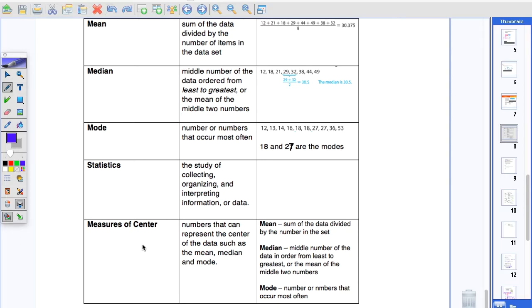Where the mean is the sum of the data divided by the number in the set, the median is the middle number of the data in order from least to greatest, or the mean of the two middle numbers, and your mode is the number or numbers that occur most often.